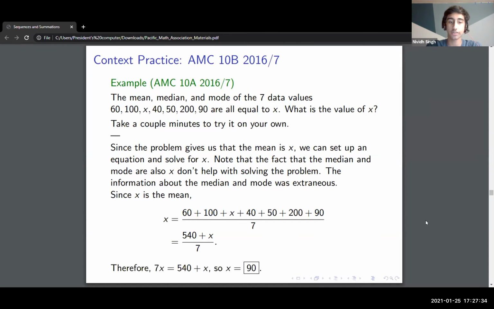Therefore, if we solve for x, we can multiply both sides by 7 to get 7x equals 540 plus x. And this results in x being equal to 90.